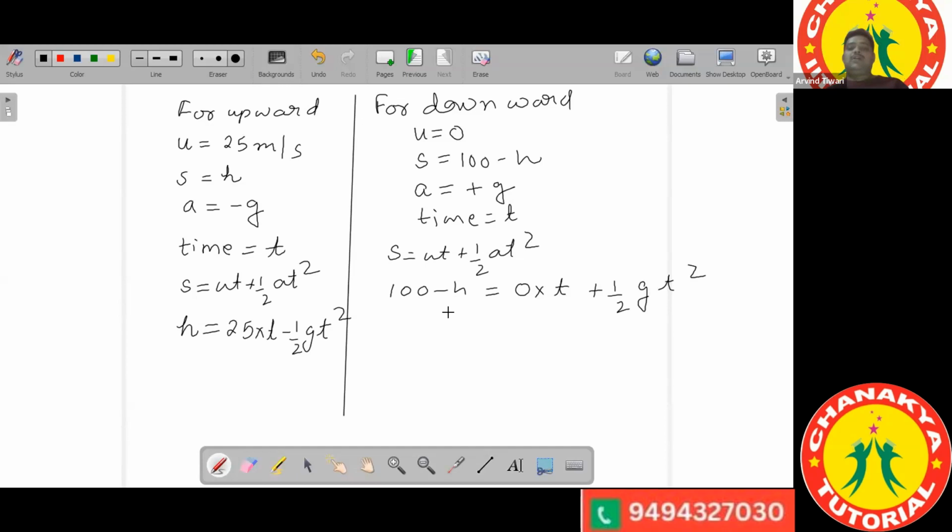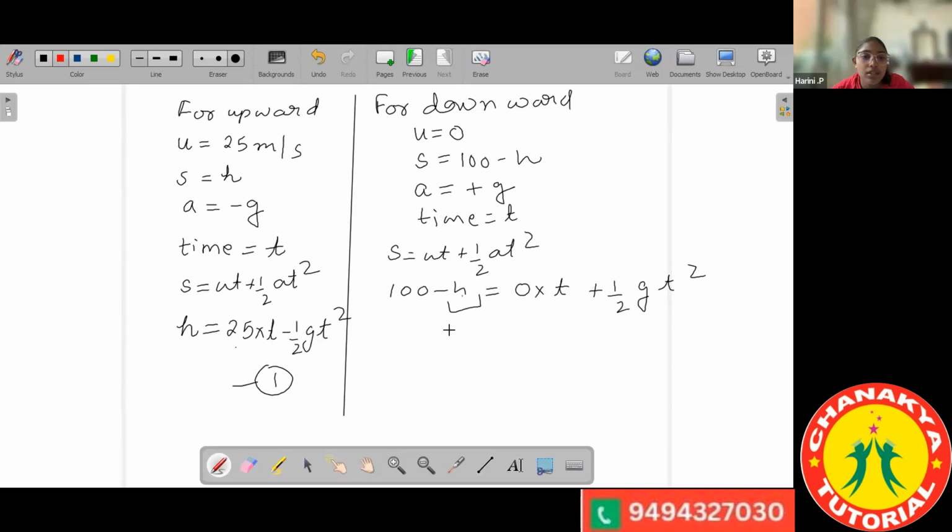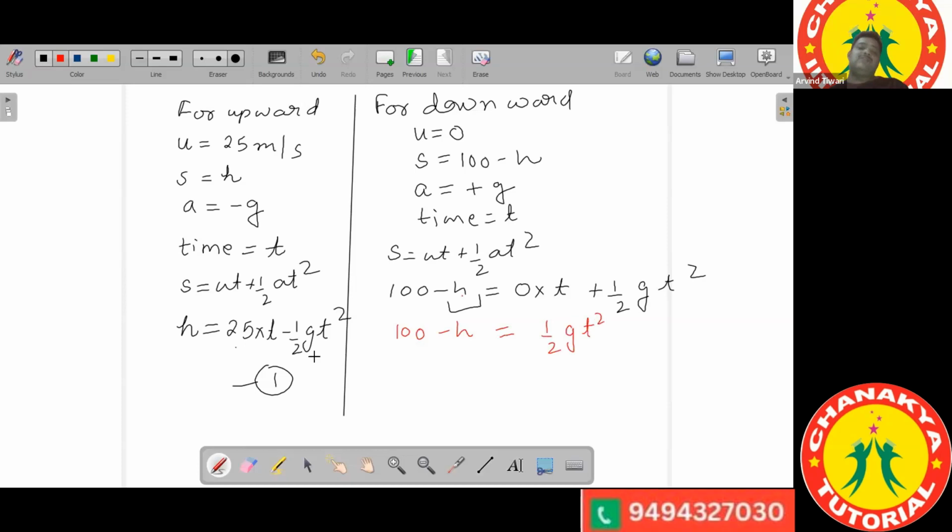See, from here, we can put the value of h. We have already calculated the value of h here. We know the value of h is 25t minus 1 by 2 gt squared. Since there are two variables in this equation, h and t, we put the value of h instead of h. So here in place of h, we push 25t minus 1 by 2 gt squared.